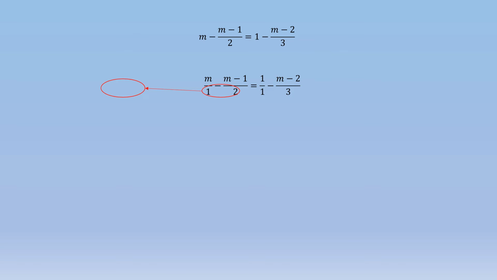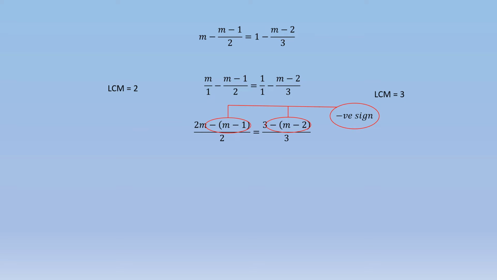Here we see that 1 and 2, and 1 and 3, are in the denominator. So what we need to do is take the LCM of those numbers. For 1 and 2 it is 2, and for 1 and 3 the LCM is 3. After taking the LCM we need to multiply them properly. In this way we get 2m minus bracket open m minus 1 bracket close by 2 equals 3 minus bracket open m minus 2 bracket close by 3.